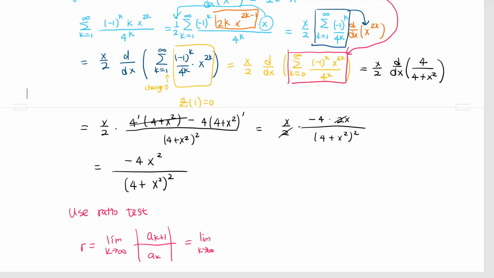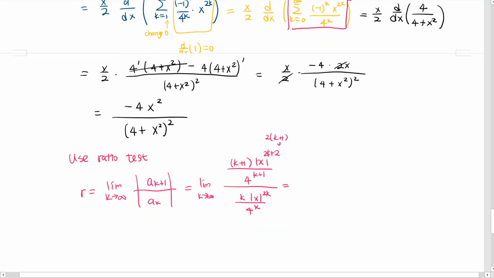A sub k plus 1 is, we plug in, replace k by k plus 1. Minus 1 to the k is gone because of the absolute value. And then we have k become k plus 1. x to the 2(k plus 1) is x to the 2k plus 2. And then 4 to the k plus 1. Don't forget the absolute value. And then we have k, x to the 2k, 4 to the k.